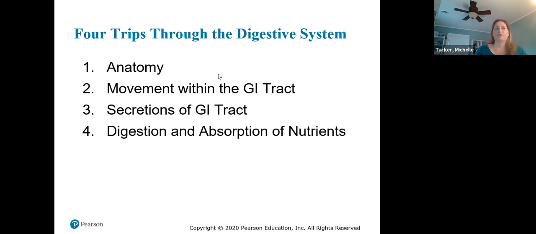So for the next 2 lectures, we are going to go through these trips through the digestive system. So there are going to be 4 times where we are starting at the mouth and going down to the anus. And then we come back and we'll talk about the movement from top to bottom, and then secretions from top to bottom, and then digestion and absorption of nutrients as well. Okay, so there's a lot of circular redundancy in this chapter. But we feel like we should start with the anatomy and we'll go from there.